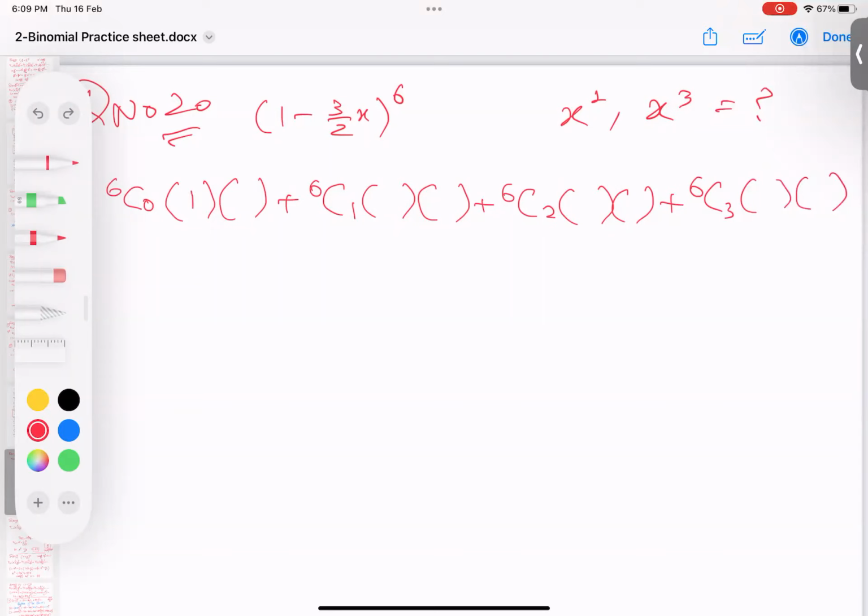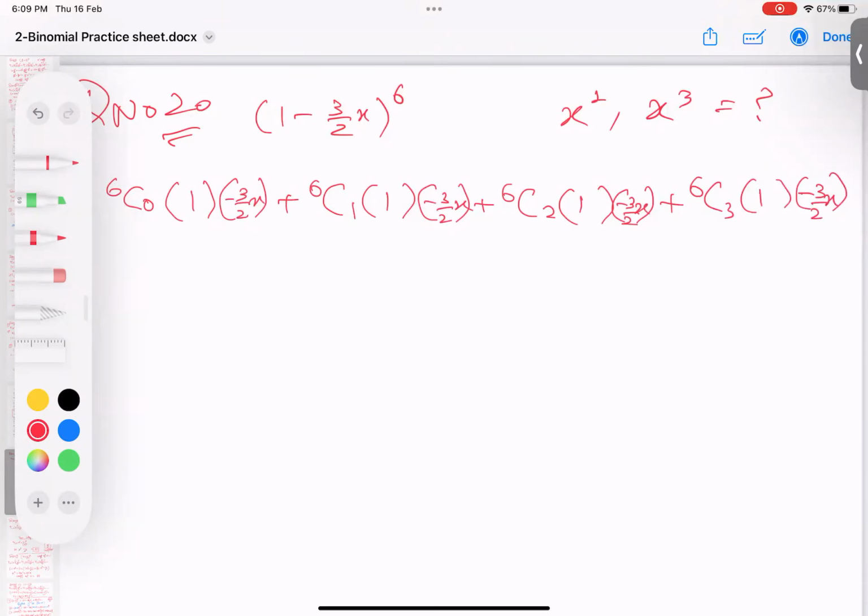So let's start. 1 negative 3 over 2x. I mean, 1 comes here, the second term comes in the second bracket. 1 negative 3 over 2x. Here 1, here negative 3 over 2x.